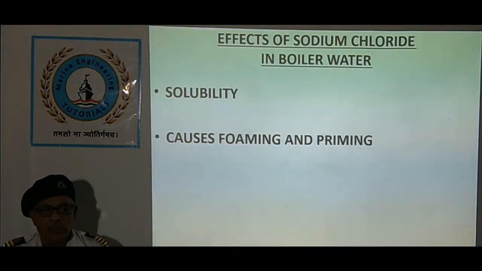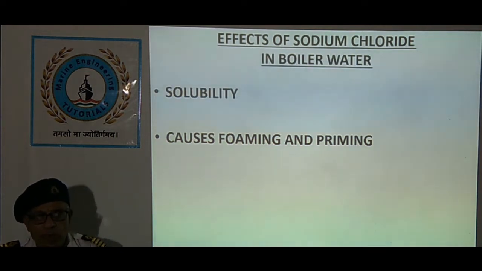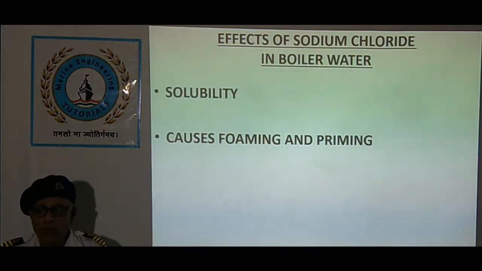Second is the causes: foaming and priming. Heavy concentration of sodium chloride can cause foaming and priming. High water level in the boiler may aggravate the problem.